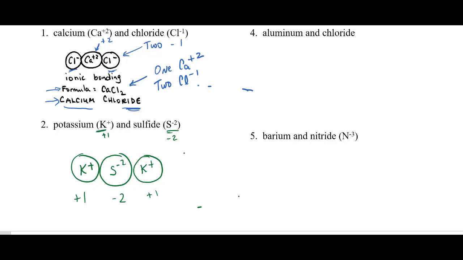That gives us a ratio that can be written this way. The formula is K2S, 2 potassiums for 1 sulfur. The name is potassium, positive first, sulfide, negative last. Boom.